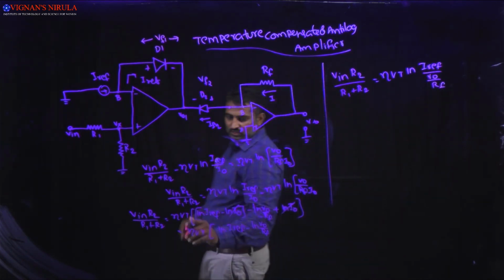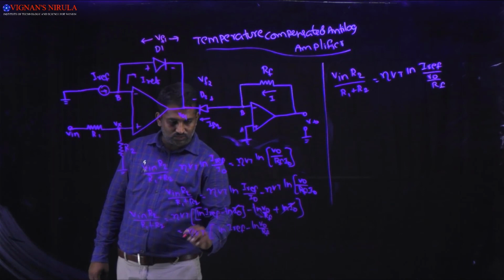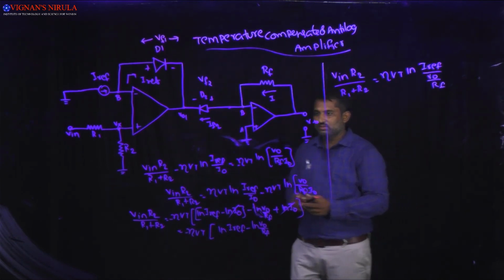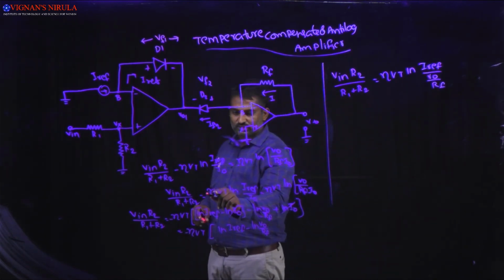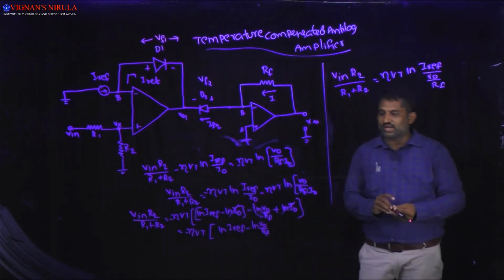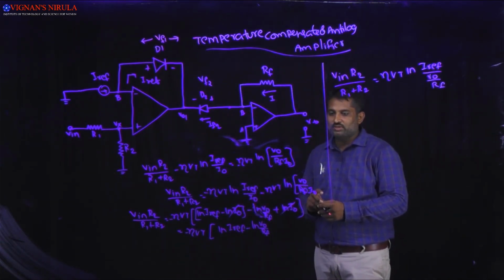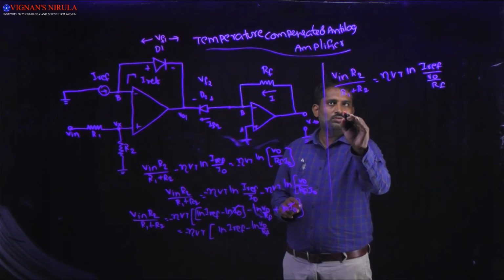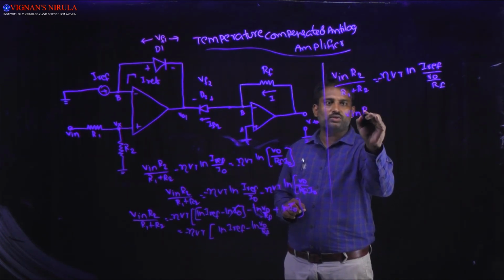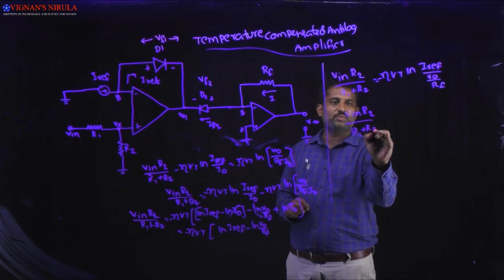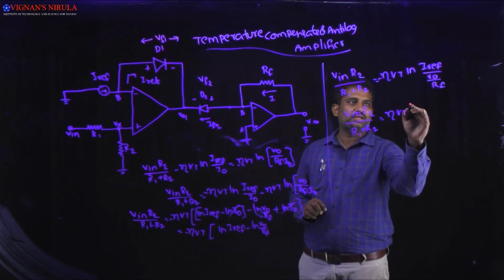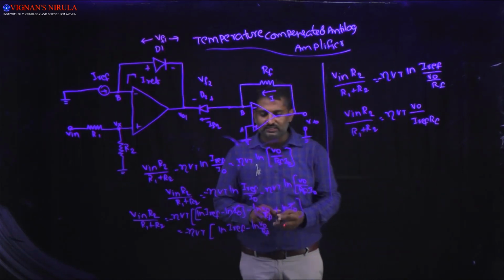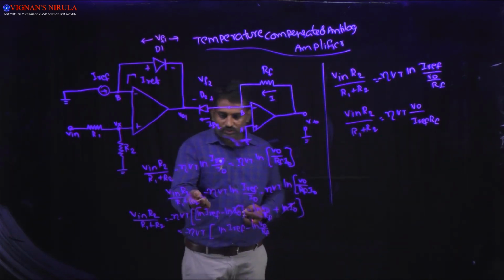Here, if we have seen, we have taken minus eta into Vt. That's why we are getting minus. Because minus eta into Vt is taken as common, we will get minus. So Vin into R2 divided by R1 plus R2 will be equal to eta into Vt ln of V naught divided by I reference into Rf. Why? Because to neglect that negative sign. I think once again I am going to see this one.